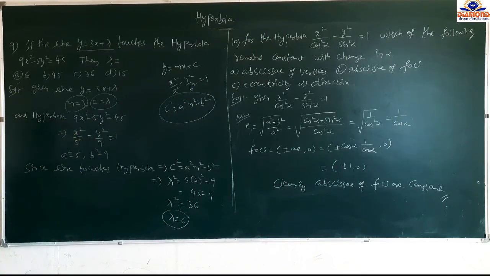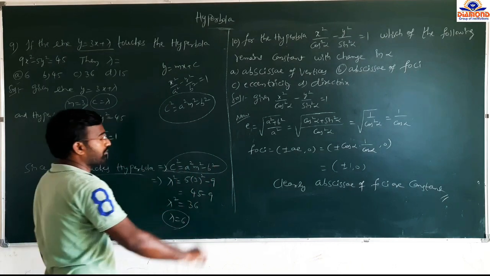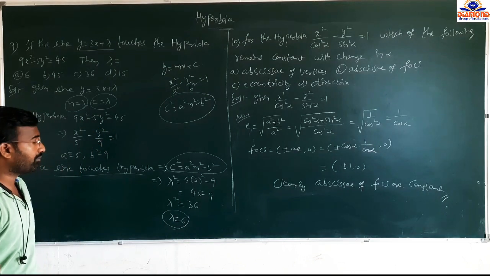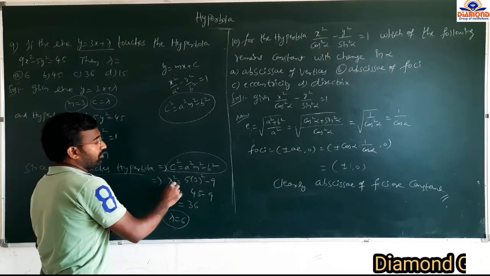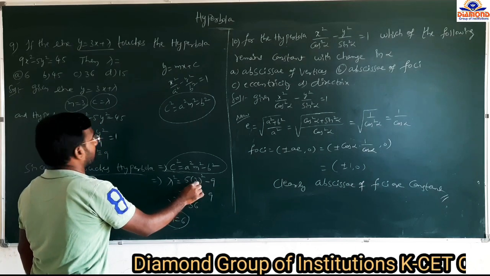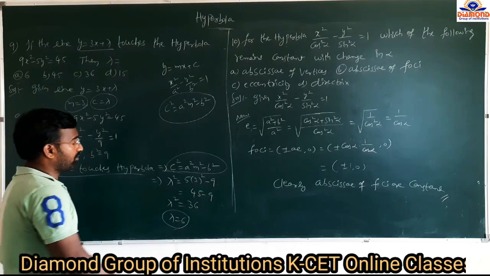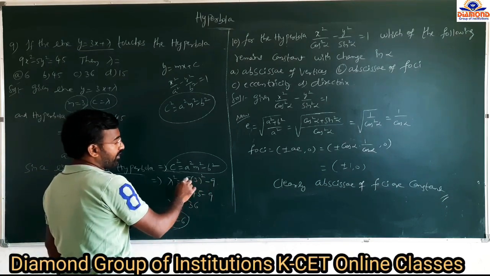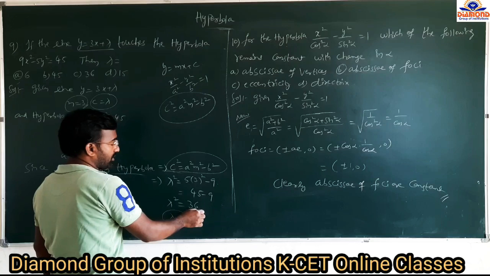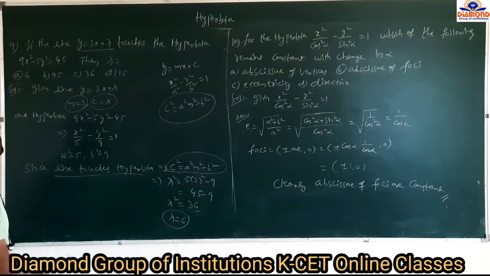So since line touches hyperbola, that is tangent. Use the tangent condition. c square equal to a square m square minus b square. So implies lambda square equal to a square value 5 into m square, m is 3 square, minus b square is 9. So that equal to 3 square is 9, 9 into 5 is 45, 45 minus 9 is 36. Lambda square equal to 36 means lambda equal to 6. So option A is the answer.